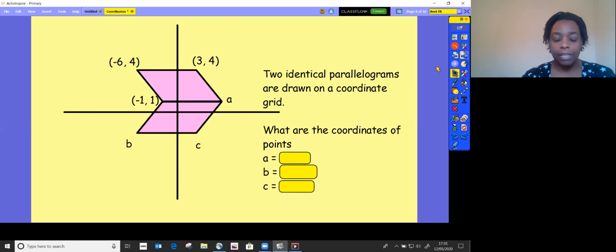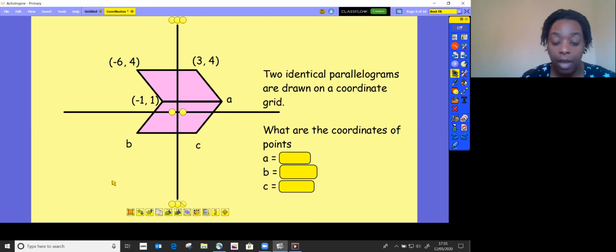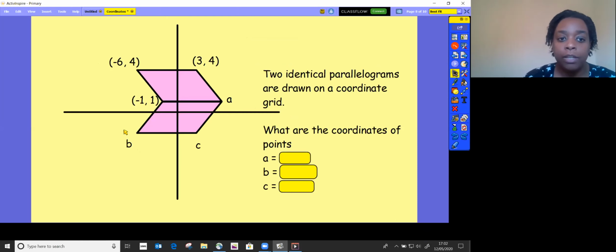So let's have a look at a slightly trickier one. Here we have two identical parallelograms on an unlabeled grid. And we need to work out these A, B, and C points, the coordinates for them. We can do that because they're identical, which means that the lengths and the heights of the parallelograms are exactly the same. Whatever the length of this side is, it's also the length of that, and also the same length there. And the height that we get here is also the same there, there, and there. So we can use that to help us work it out.